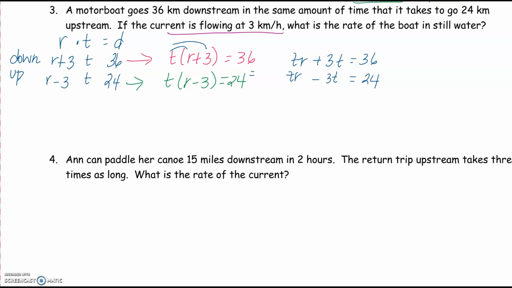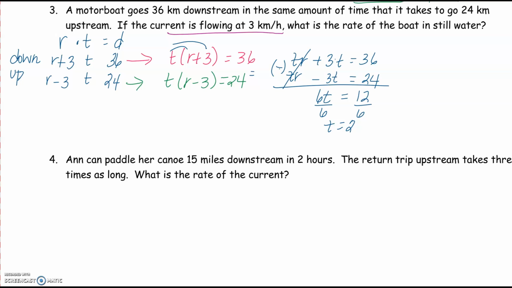This time, instead of getting rid of the 3T and the negative 3T, I'm going to get rid of the TR. How do I do that? Well, we have the same sign here, so I'm going to subtract. That means I have to subtract all the way through. TR minus TR is gone. 3T minus negative 3T becomes 3T plus 3T, or 6T, and 36 minus 24 is 12. So we get to divide by 6 and get T equals 2.